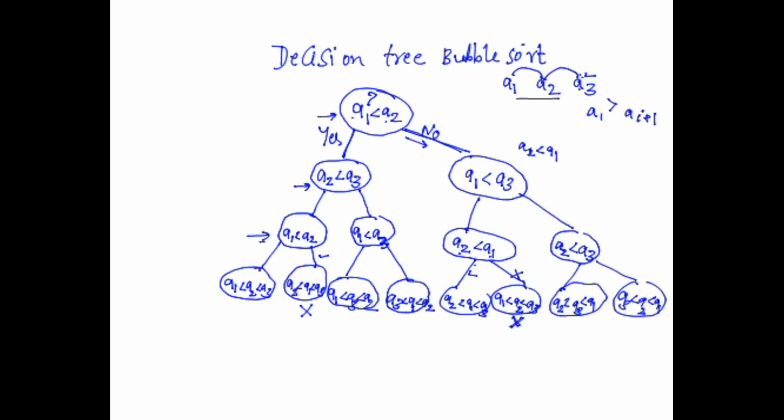Since it's a full binary tree and the height is 3, there are 8 leaf nodes, out of which 2 leaf nodes are not reachable. So we have exactly 6 leaf nodes, which correspond to the different permutations of A1, A2, A3. Given any sorting algorithm, I can talk about a decision tree for that sorting algorithm.